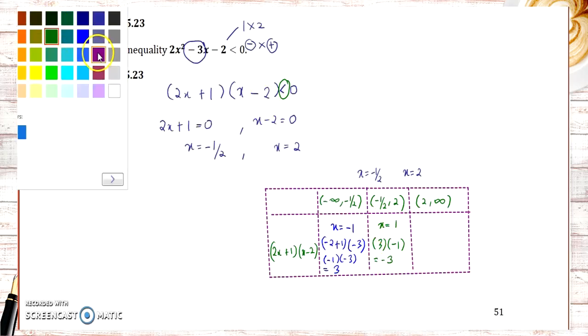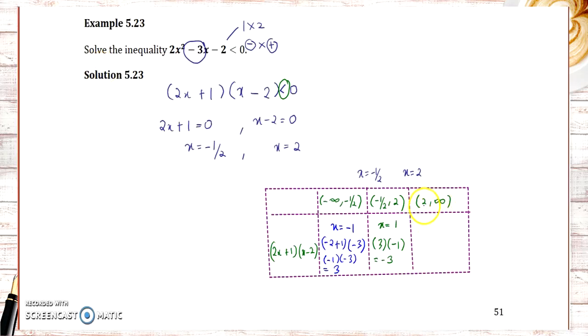Next, for the last column, x greater than 2. Let's choose x equals 3. Substitute into the first bracket: 3 times 2 is 6, plus 1 is 7. Times 3 minus 2, which is 1. So we get 7. Now, which columns or which intervals satisfy the inequality?